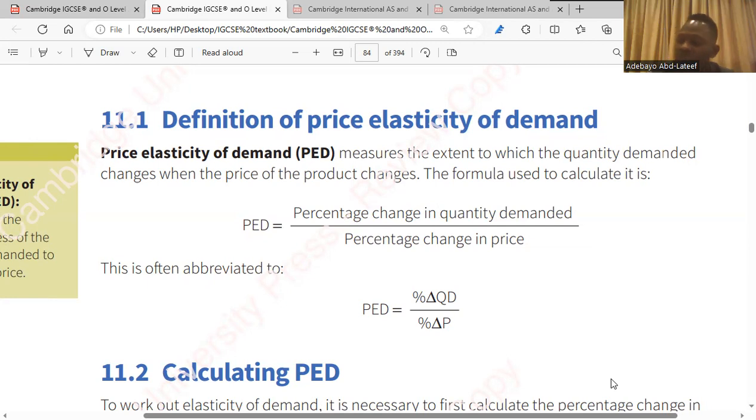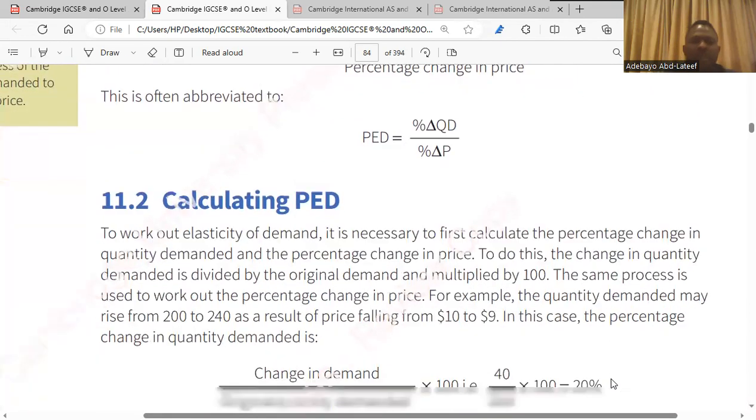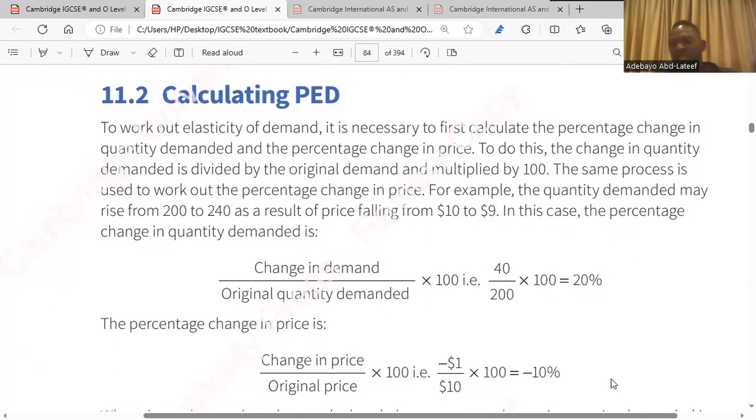over P1, where Q1 is the original quantity, Q2 is the change in quantity, P1 is the original price, and P2 is the change in price. Do you get it? So this is the formula for PED. So now we go to calculating the PED.